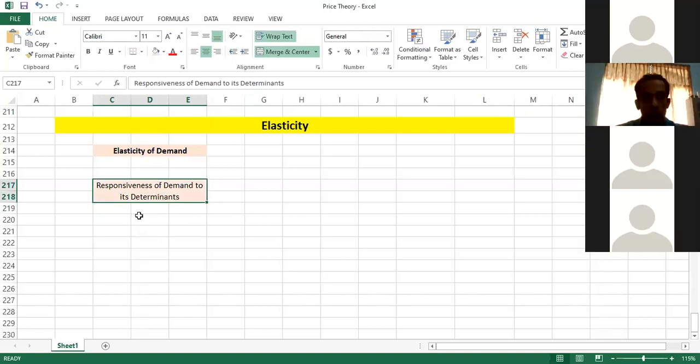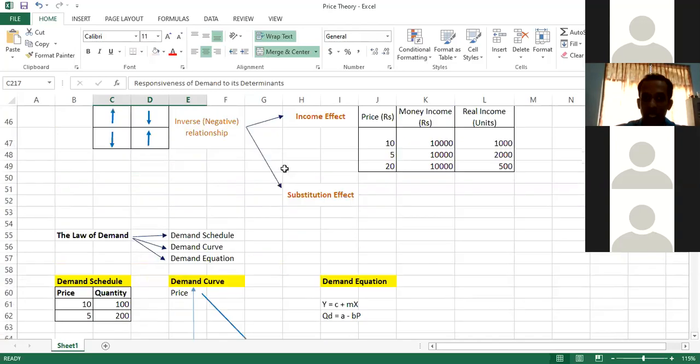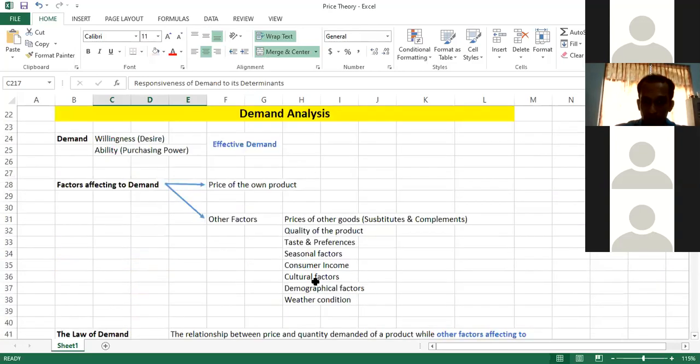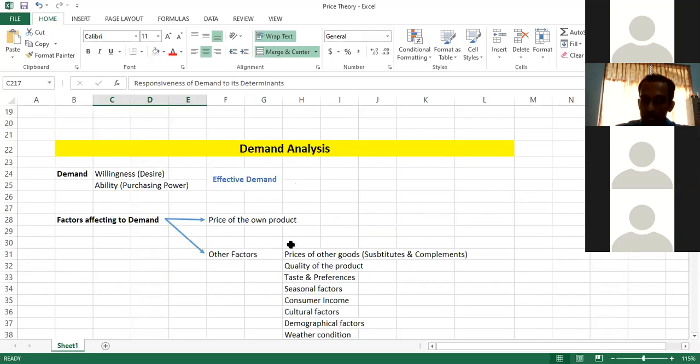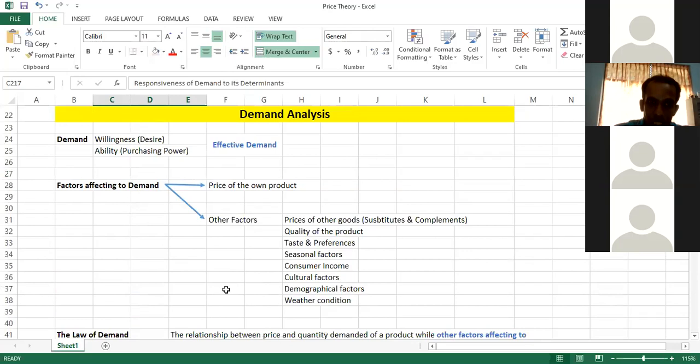So that is the meaning of the elasticity concept, and we can apply that to the demand and supply theory. The elasticity of demand means the responsiveness of demand to its determinants, because we discussed last day what are the factors that affect demand. We discussed there are a number of factors affecting demand. So under the elasticity of demand, we need to analyze when these factors change, what is the response of demand.